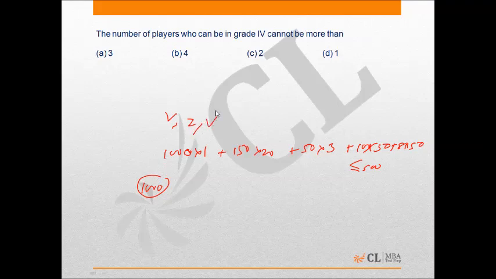And now coming to Tendulkar and Ganguly, they'll certainly score more than 10,000 points. So there can be at max 3 players who can fall in grade 4, and these players are VVS Lakshman, Zahir, and Virender Sehwag. Therefore option A is the correct answer.